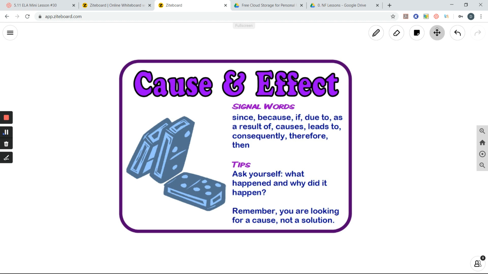Writers will use the cause and effect nonfiction text structure when they want you to understand the relationship between events. Here are some tips when you're reading this text structure. Ask yourself what happened and why it happened. And remember, you're looking for a cause, not a solution. Sometimes cause and effect will describe a problem and a solution, but you're thinking about what caused the problem.